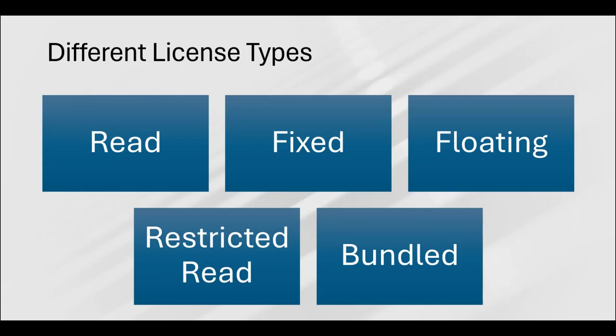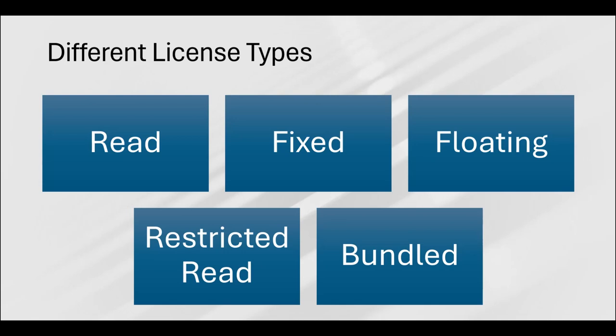Then there is a licensing part involved. Customer has to pay for the licenses, and then it depends on his operations, how big the operations are. Based on that, he will purchase the licenses. Now we have these different types of licenses. We have read, we have fixed, we have floating, we have restricted read. There is one more addition to it called bundle license. This is just a latest addition they have done.